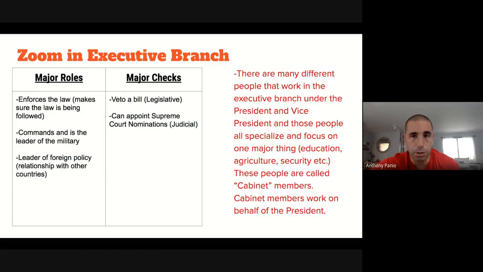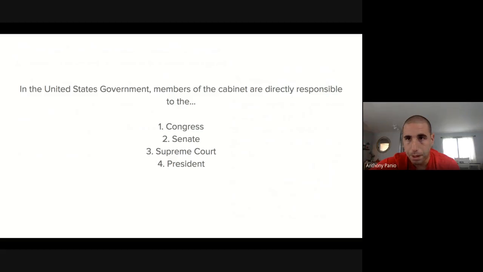So let's go to this. Try this quick Regents question. Just throw it in the chat when you know it. In the United States government, members of the cabinet are directly responsible to the who? Four. Excellent. Moving on.